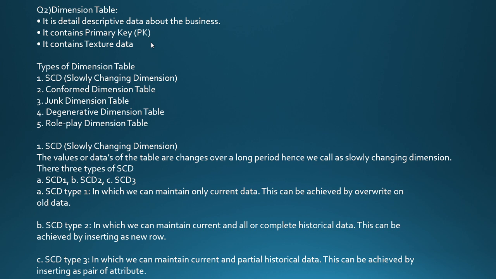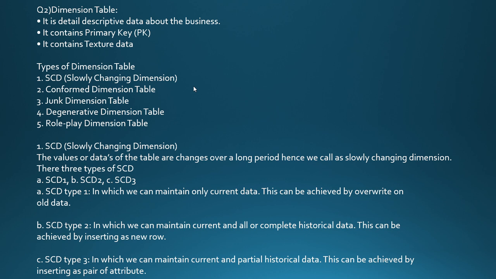Second question, what is a dimension table? It is detailed descriptive data about the business. It contains the primary key and it contains the text data. Types of dimension table: SCD, slowly changing dimension, conformed dimension table, junk dimension table, degenerate dimension table, role-playing dimension table.